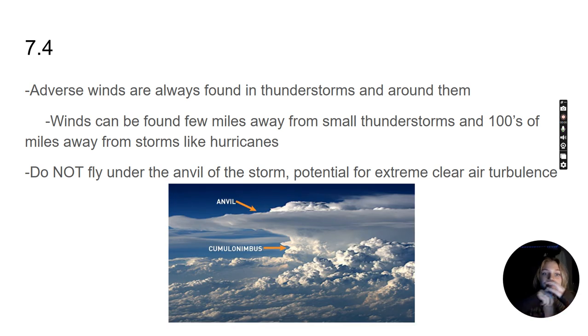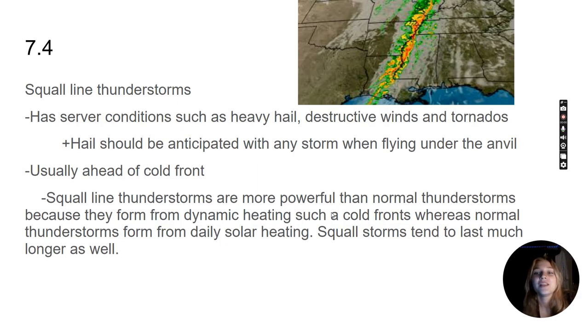Adverse winds are always found in thunderstorms and around them. Always expect that. Winds can be found a few miles away from small thunderstorms and hundreds of miles away from storms like hurricanes. Do not fly under the anvil of a storm. Potential for extreme air turbulence, and there's hail. So this is what the anvil of the storm looks like. It's the very top of it, the anvil part. I don't know, that's what it is.